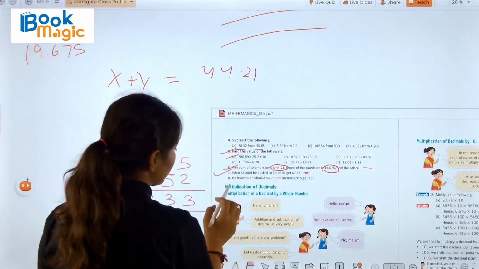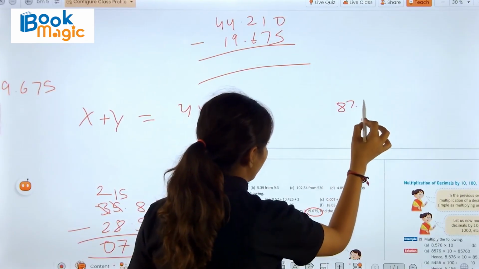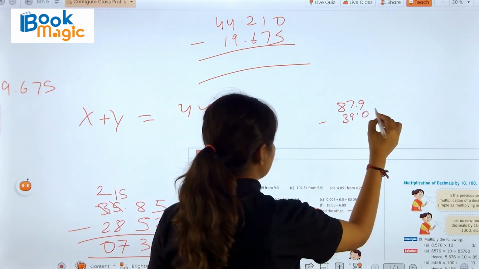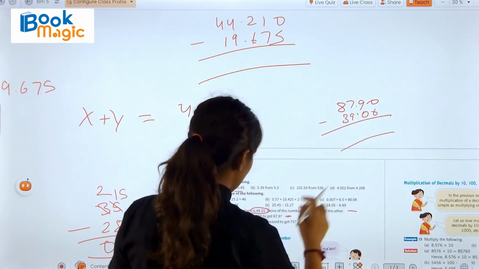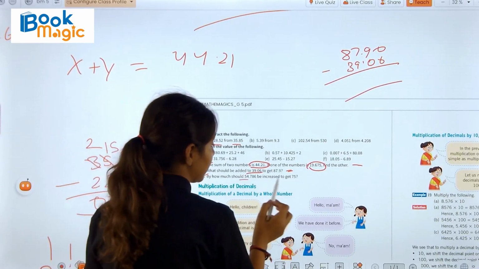Okay, now we have question number 7. What should be added to this to get this? So again, 87.9 minus 39.06 will result in the answer. Then we have question number 8. By how much should this be increased to get this?